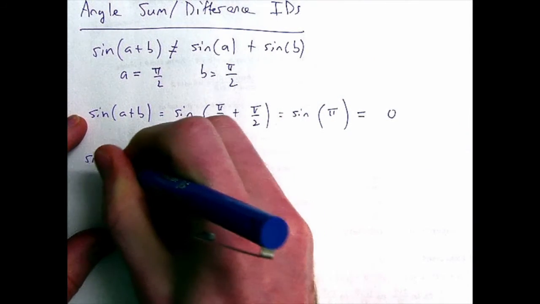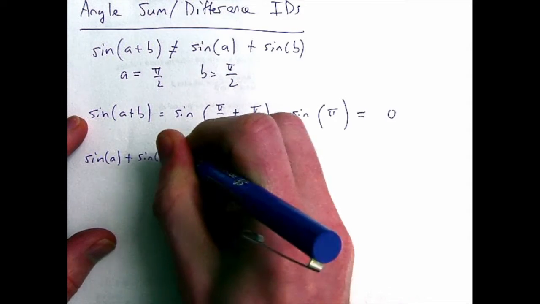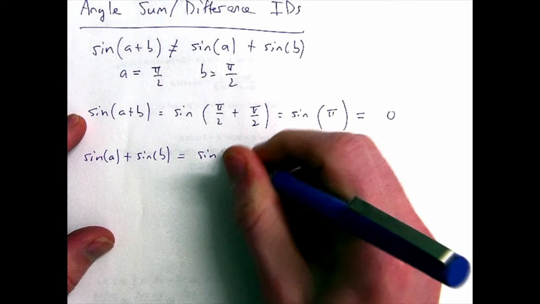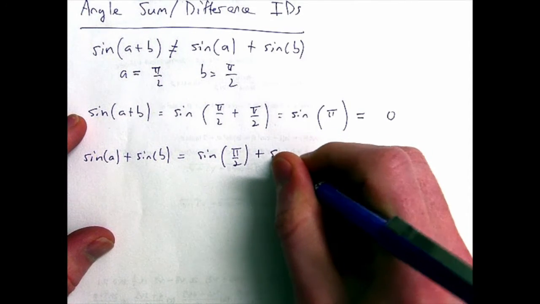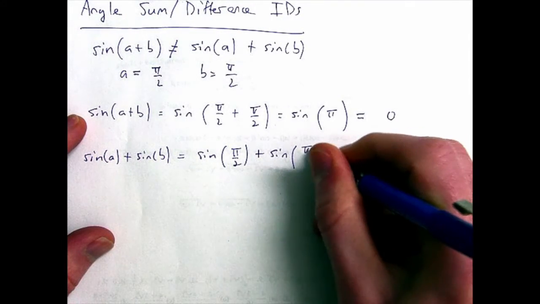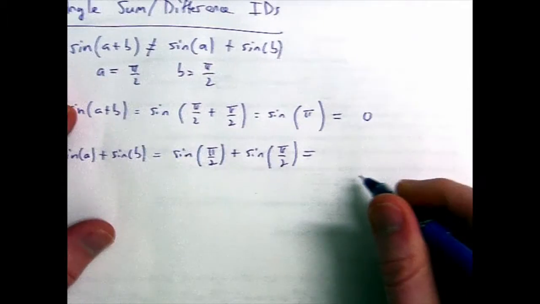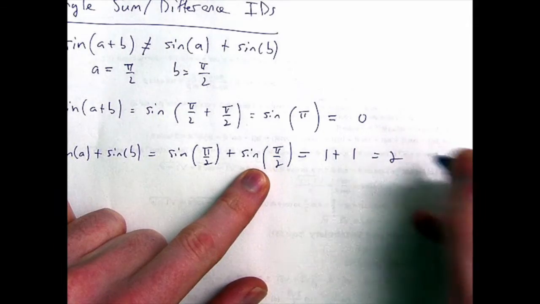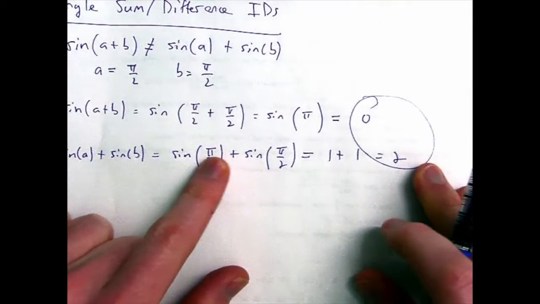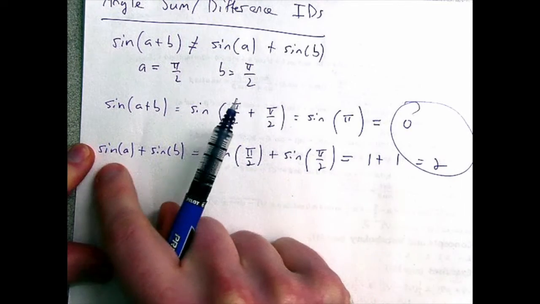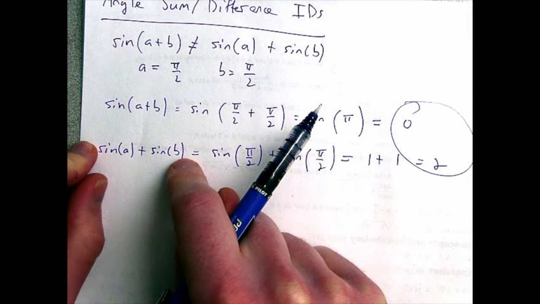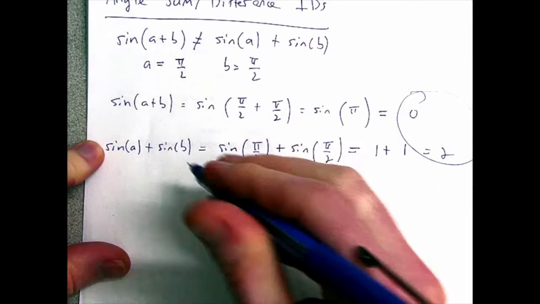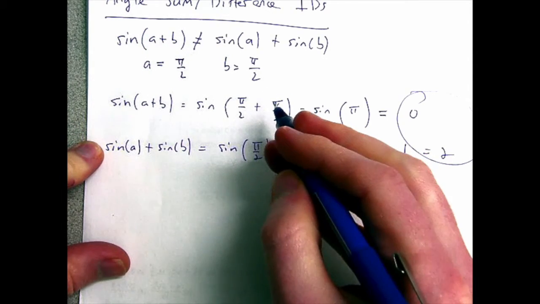Let's consider the sine of A plus the sine of B. As we'll see, we don't get 0, we get something else. Sine of A, that's sine of pi over 2, plus sine of B, which is sine of pi over 2 again. Hopefully you remember the sine of pi over 2 is 1, so that's 1 plus 1, which is 2. And as you can see, these two things are not equal, therefore the sine of A plus B in general is not equal to sine of A plus sine of B. So the sine function doesn't distribute over plus, and you're probably not going to be surprised to find that it doesn't distribute over minus either.